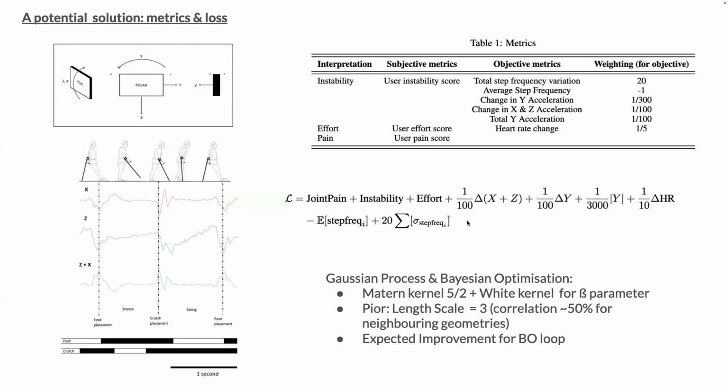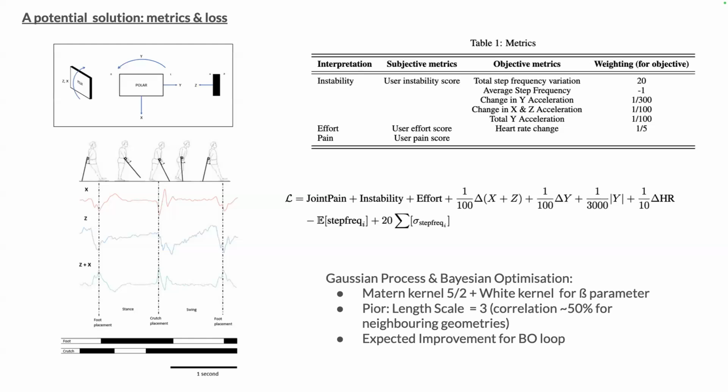Now, the next thing we're going to do is define the model. The model that we use is a Gaussian process with a Matern kernel 5/2 with a white kernel for the beta parameter. Now, the beauty again of having a Gaussian process is that we can input a prior belief of this loss function in the kernel. Obviously, as the data comes around, this belief is going to be updated by the data in a Bayesian way.